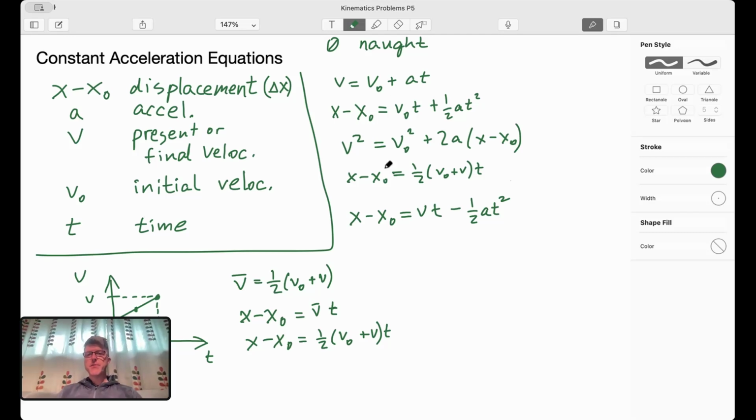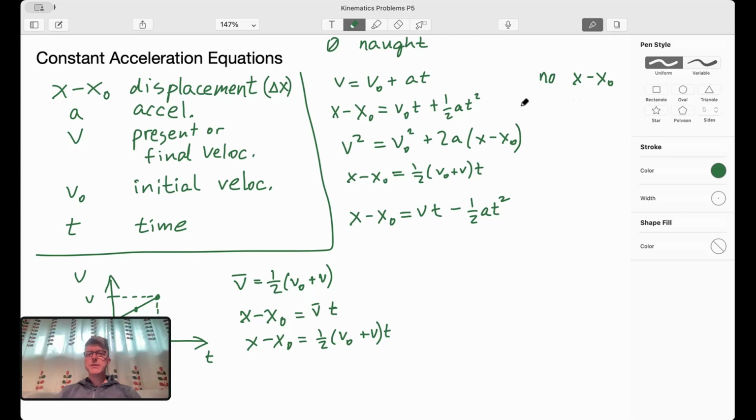Now, each of these has 4 of the 5. The reason why I decided to use all 5 is because it makes problem solving actually a lot easier when you're doing kinematics problems. So you might notice, this first one has v naught, it has v, it has a and it has t. I'm gonna make a special note here of what it does not have: it doesn't have x minus x naught, the displacement.